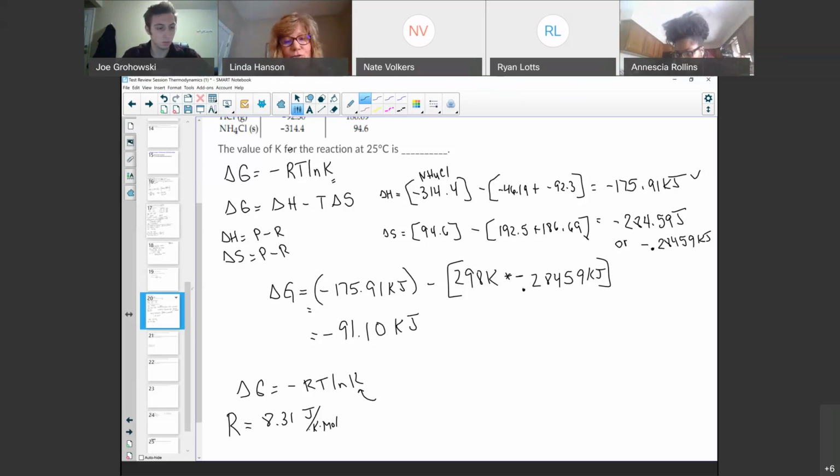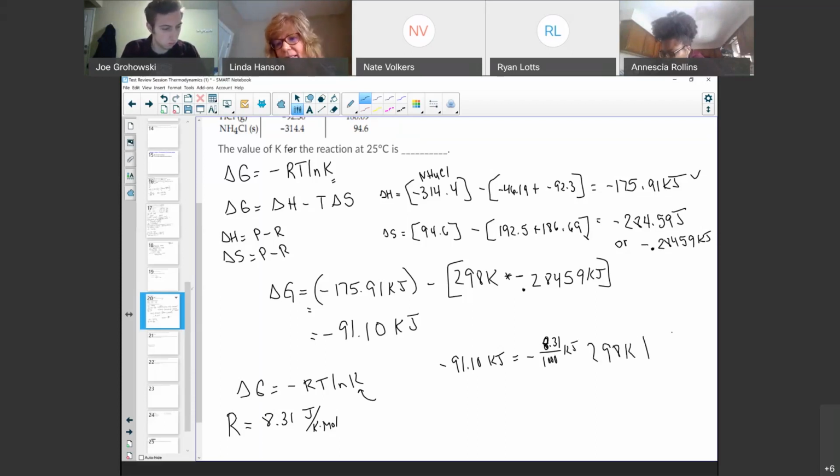But remember, here's the trick. We have to make sure that our units match. So this negative 91.10 kilojoules is equal to negative 8.31 over 1,000 kilojoules, and then the temperature was 25 Celsius, so 298 Kelvin, ln K.